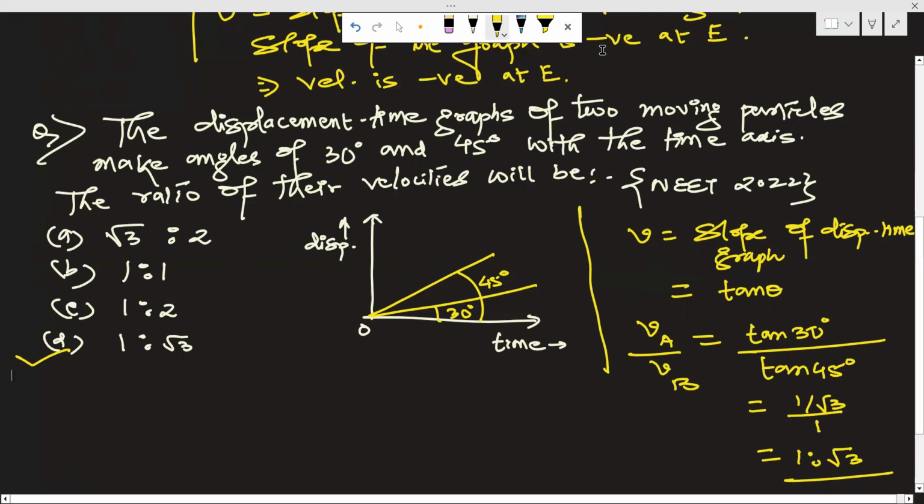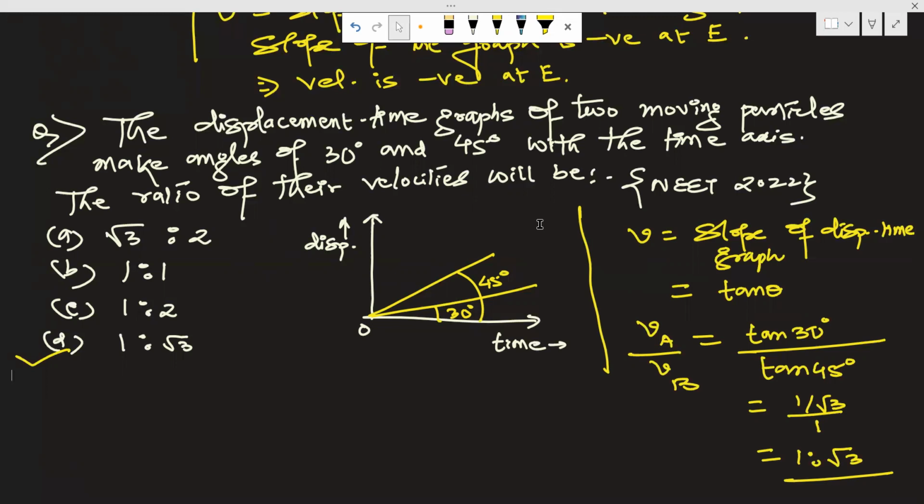Yes, sir. तो यहाँ तक कोई कंफ्यूजन है किसी को तो बोल सकते हो. No, sir.